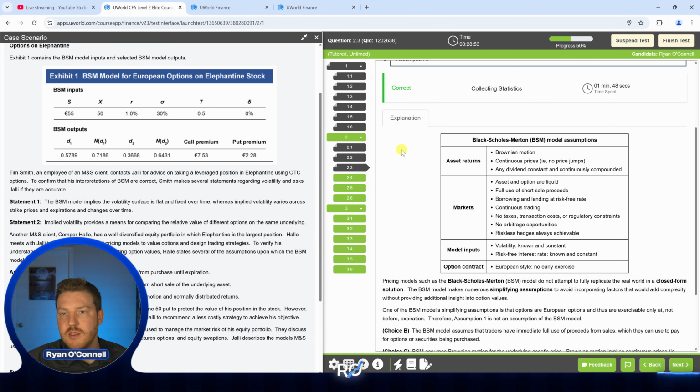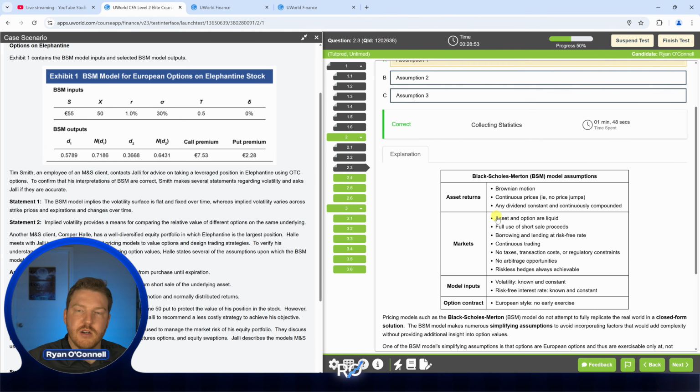And then we can see that there's a nicely created table with all the various assumptions. You can pretty much count 12 different assumptions here. And so this is almost one that requires memorizing to get it correct.